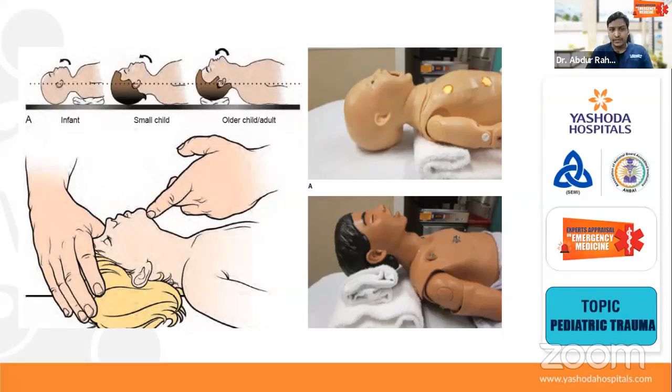This should be avoided in trauma patients because we don't know the status of the cervical spine. So head tilt and chin lift should be strictly avoided in trauma patients, whether adult or pediatric. So proper positioning is very important during intubation for proper alignment of the airway, which helps in easy visualization, helping in first pass success rate of endotracheal intubation.